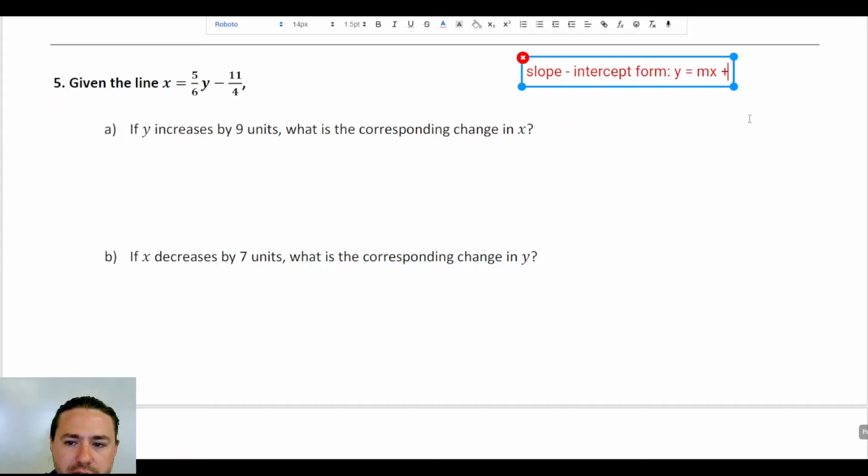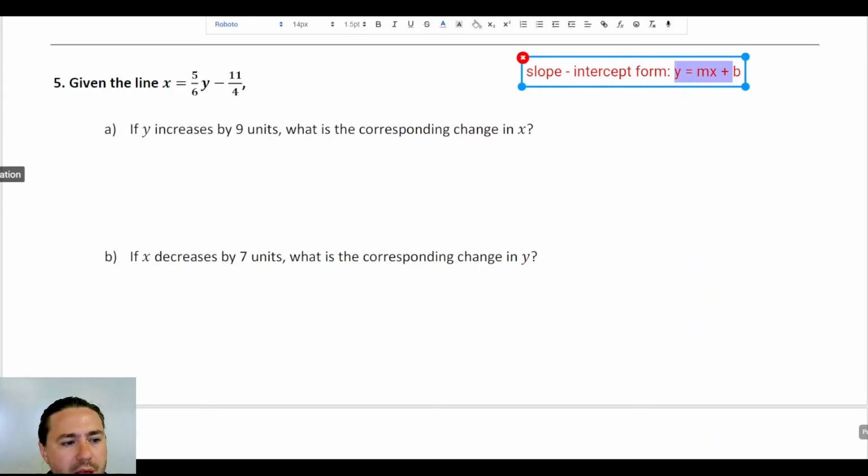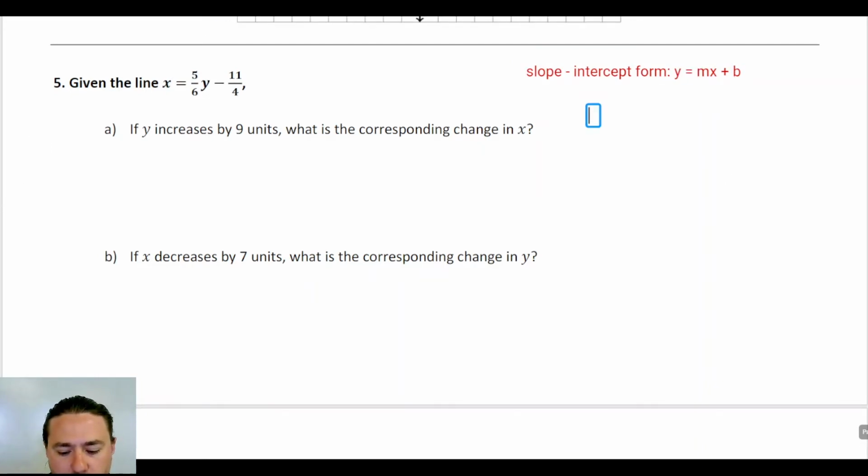If you just look at this equation quickly, it may look like it's already in that form, but you'll see that it's actually x equals rather than y equals. So our first step is going to be to get this into y equals mx plus b form, and we'll do that by using our properties of equality. So we have x equals 5/6 y minus 11/4.